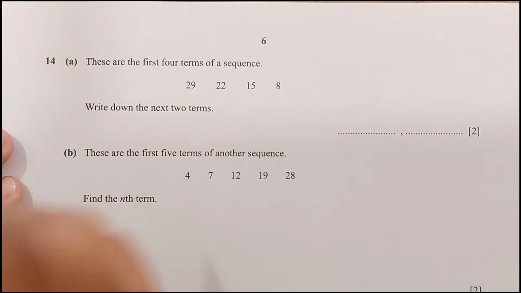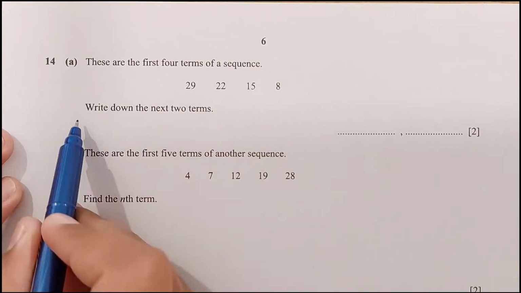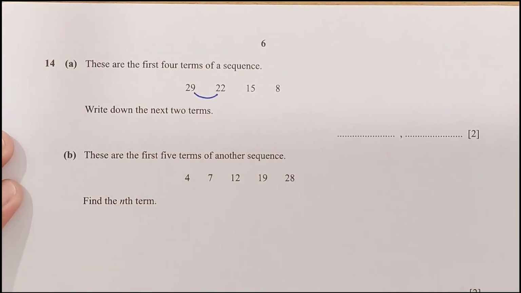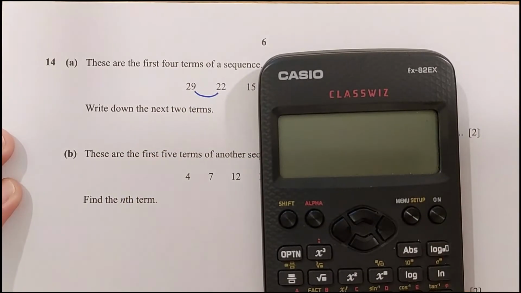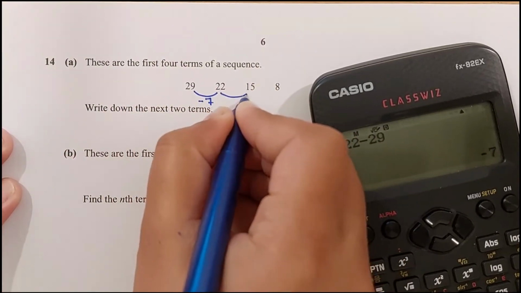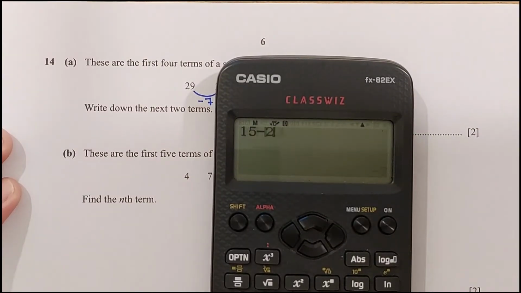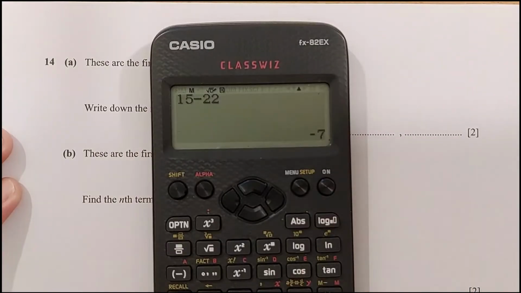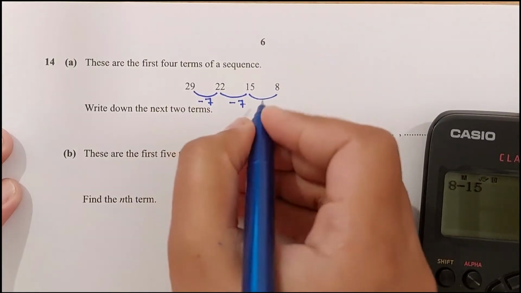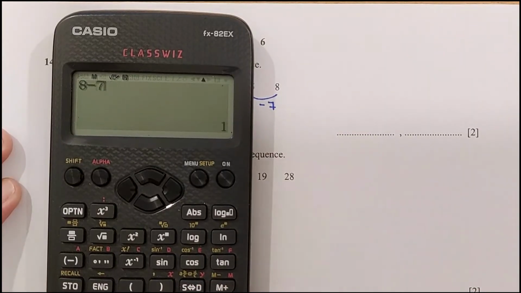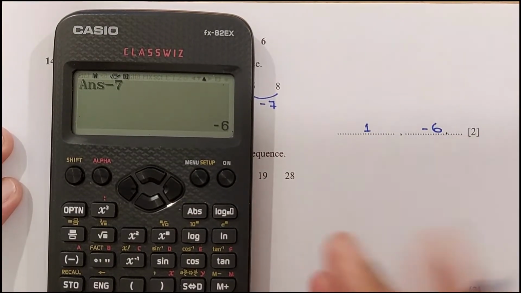Question number 14, part A. These are the first 4 terms of the sequence. Write down the next 2 terms. So let me find the difference between the terms 29 and 22. So we do 22 minus 29, that is minus 7. The difference between 22 and 15, 15 minus 22 is negative 7. And the difference between 15 and 8, 8 minus 15 is negative 7. So it means subtract 7 each time. So this term is 8. In 8 subtract 7 we have 1, and 1 subtract 7 we have negative 6, right?